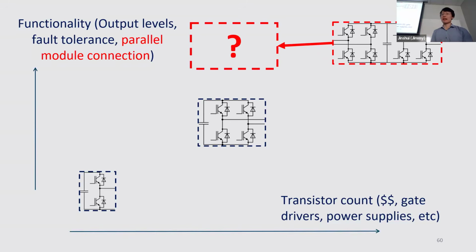So can we use only half as many transistors to do the same thing? Nah, this sounds too good to be true. Until I accidentally discovered a new topology that I'm going to show you.